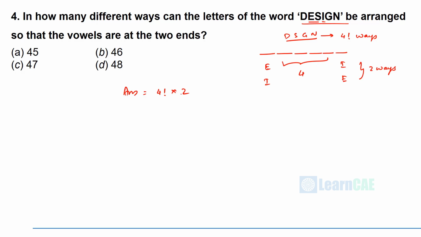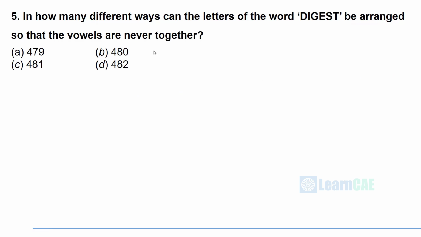Therefore, the answer is 4 factorial into 2, which is equal to 4 into 3 into 2 into 1 into 2. 2 2s are 4, 4 4s are 16, 16 into 3 is 48. The answer is option D, 48. Answer is option D. Next question.